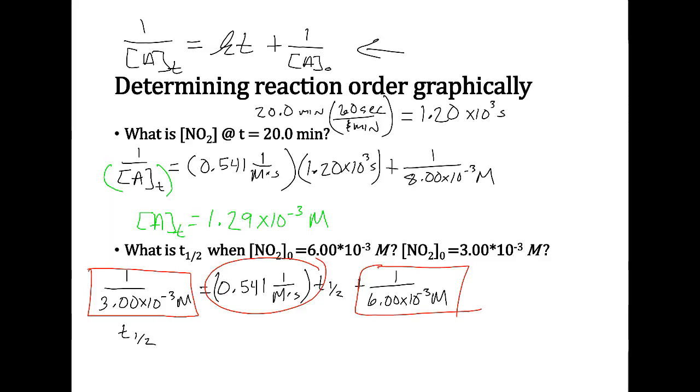And upon doing that, I believe you get 308 seconds. Go ahead and double check that. And then try to make sure that you can do the next one on your own. Try to set that up. But I believe what you should get for your half-life for the second set of conditions, with an initial concentration of 3 times 10 to the negative third, is a half-life of 616 seconds.